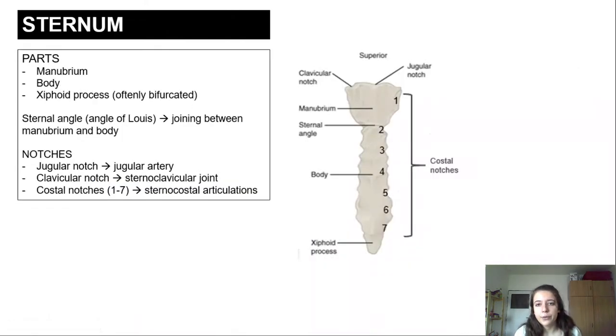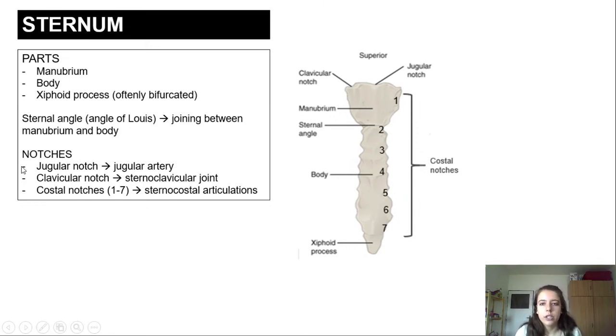Then we go to the sternum, very easy. We have three parts: manubrium, body, and xiphoid process. Manubrium and body are joined, and located between them is what we call the sternal angle, or angle of Louis too. You just have to mention it.